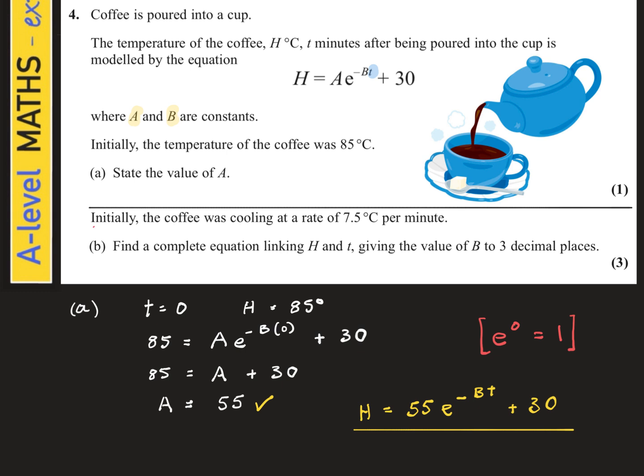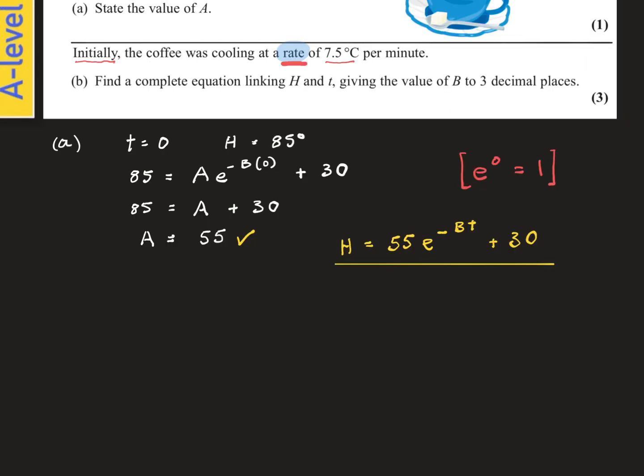We're told that initially the coffee was cooling at a rate of 7.5 Celsius. The most important word in here is the one which says the rate. The rate means that we're looking at the change of temperature with time. And that means we need to now differentiate our new equation.